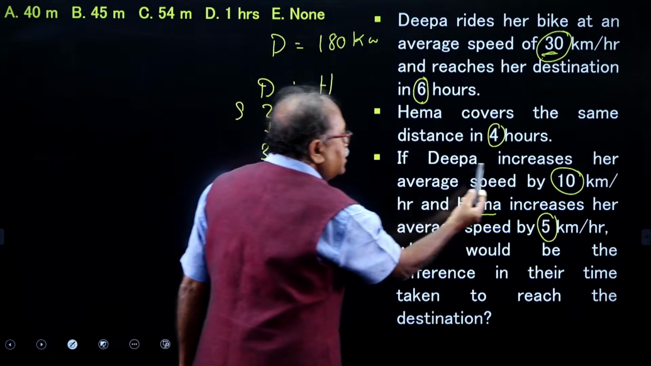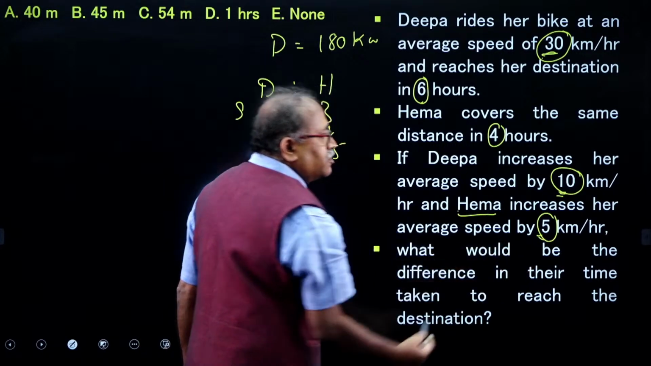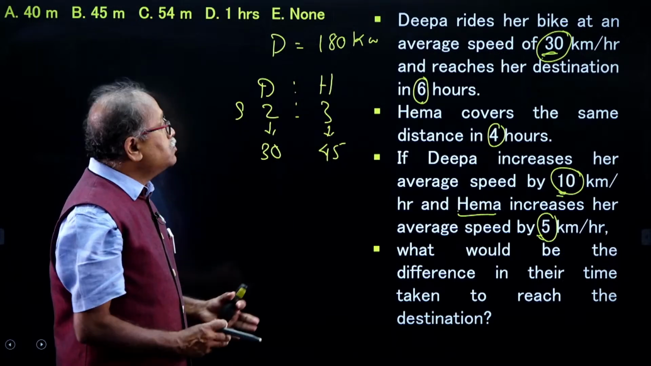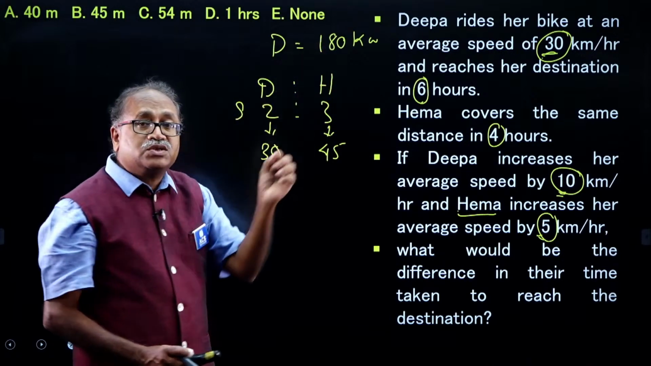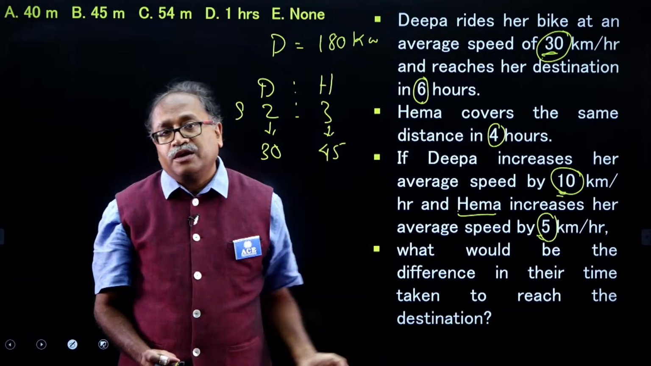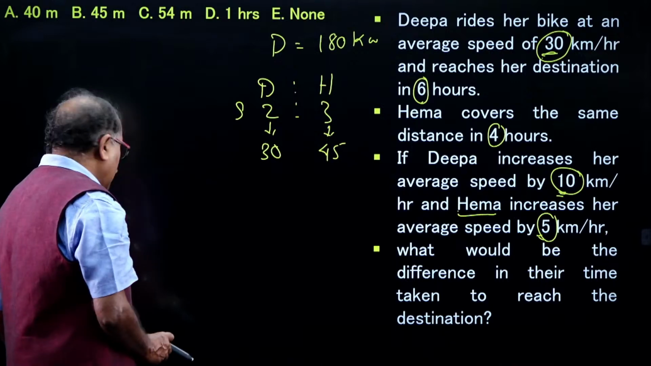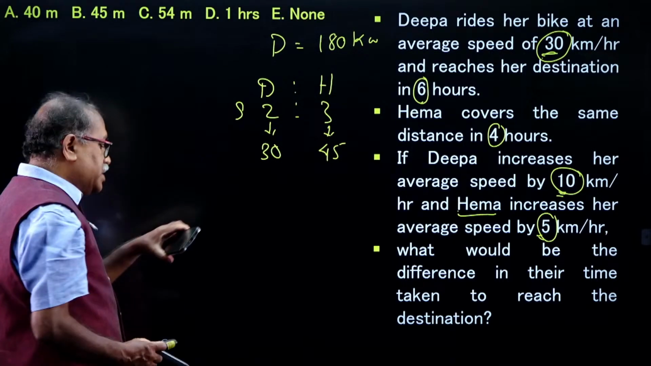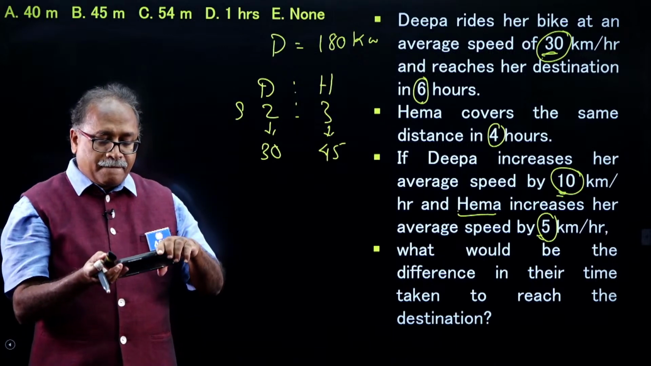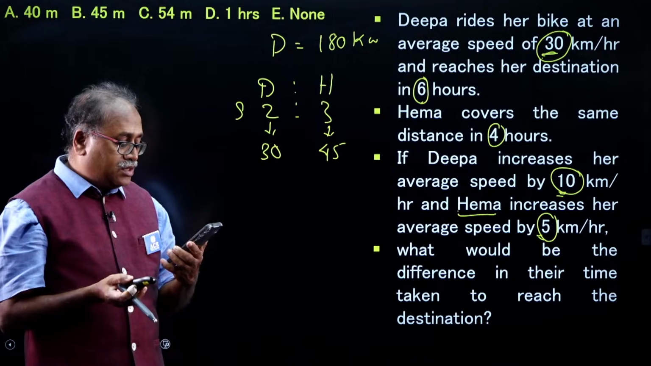Now, if Deepa increases her speed by 10 km per hour and Hema by 5 km per hour, you will get the new speeds. Once you get the new speeds and you have the distance, you will get time 1 and time 2, and you need to find the difference between the times. Let us do it, my dear friends. I will just wait for a couple of minutes. I am sure some of you will be able to answer the question.